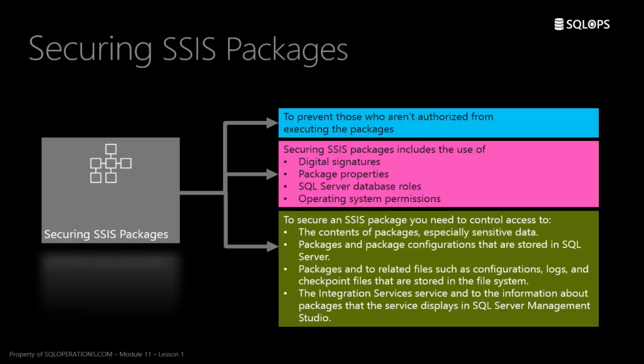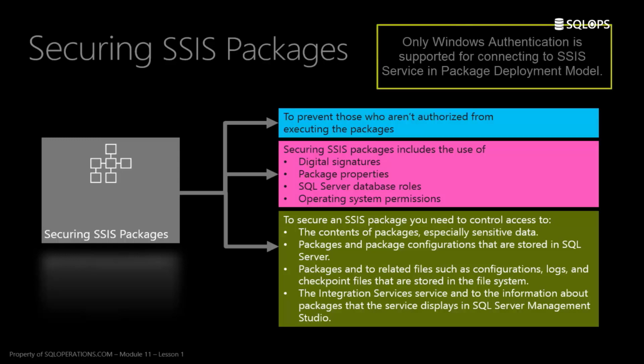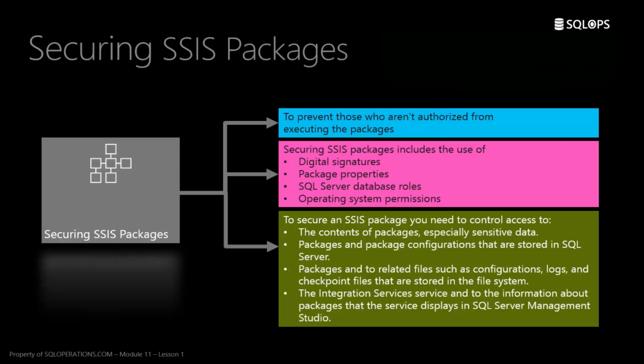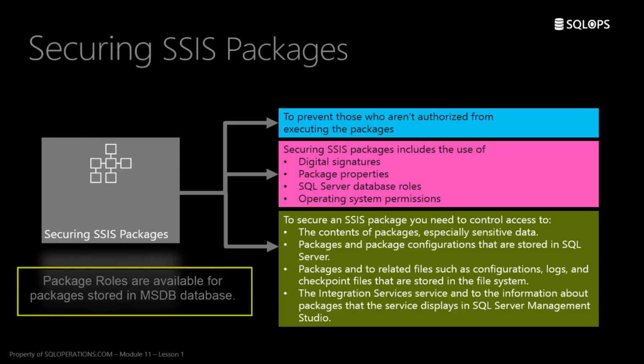Before you dive into the topic of securing the package execution, you must first understand a few things about connecting to the SSIS service. The SSIS service is available to you if you choose to use the package deployment model. The only login option for connecting to the SSIS service is to use your Active Directory account. Once you connect, you see only those packages that you're allowed to see. This protection is accomplished based on the package roles. Package roles are available only on packages that are stored in the MSDB database. Packages stored on the file system must be protected with a password and with Windows security.